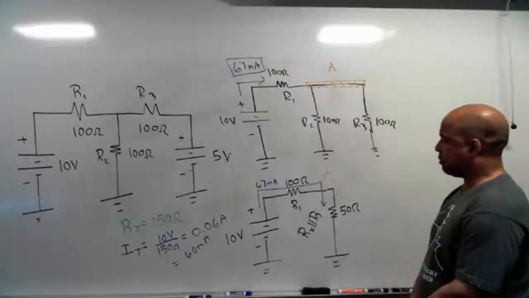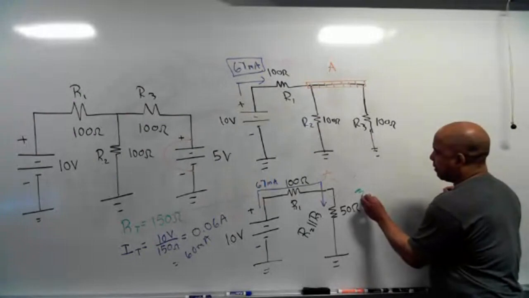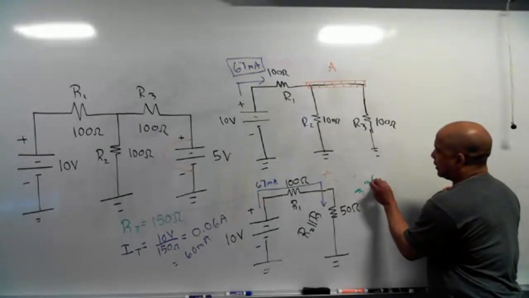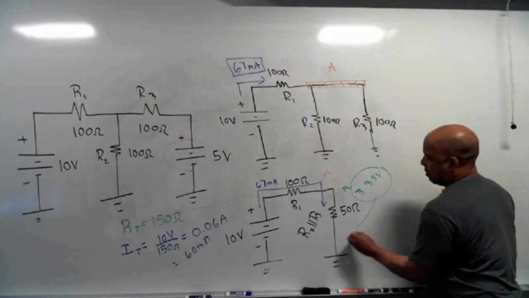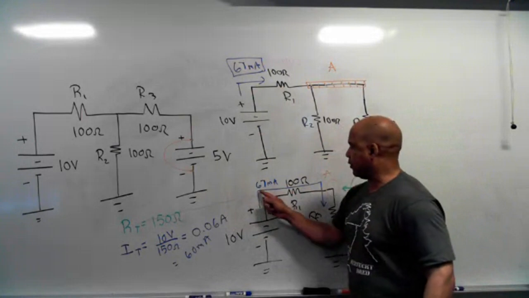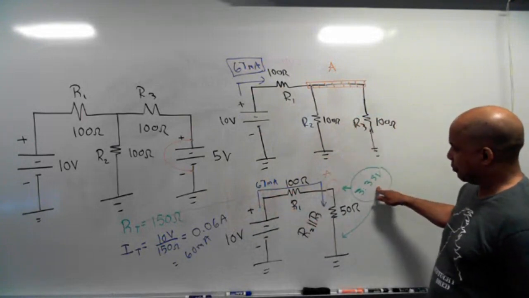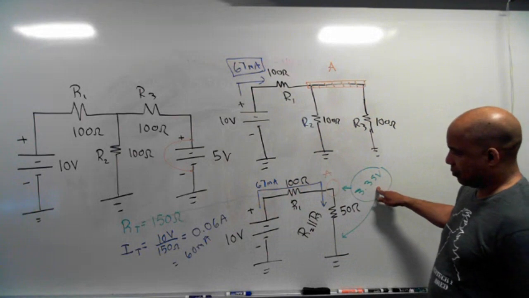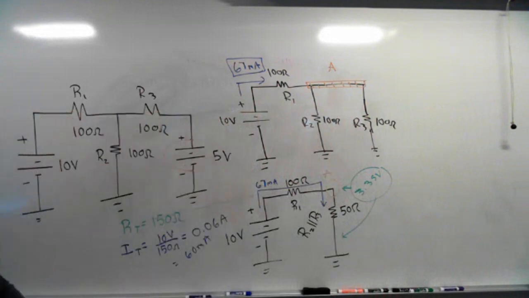Would it be 3.35 volts? You said 3.35? Is that what you got? Anybody else get that? 0.067 times 50, is it this number? Yes, according to it, it is.